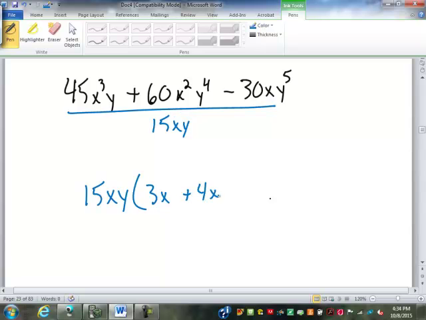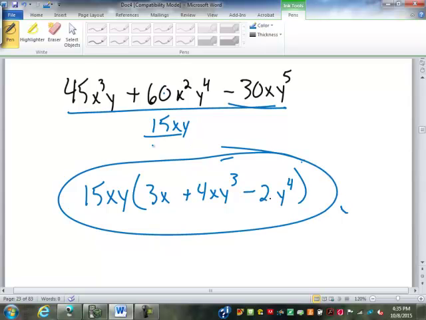positive 4x y to the third, good. 60 divided by 15 is positive 4. X squared divided by x is x. And y to the fourth divided by y is y to the third. And then negative 2y to the fourth. Good. Negative 30 divided by 15 is negative 2. X divided by x divides out. And y to the fifth divided by y is y to the fourth.